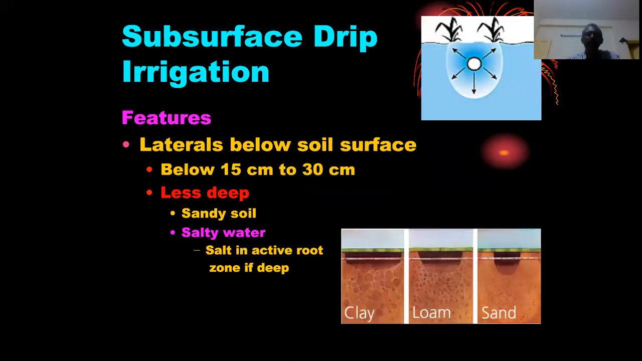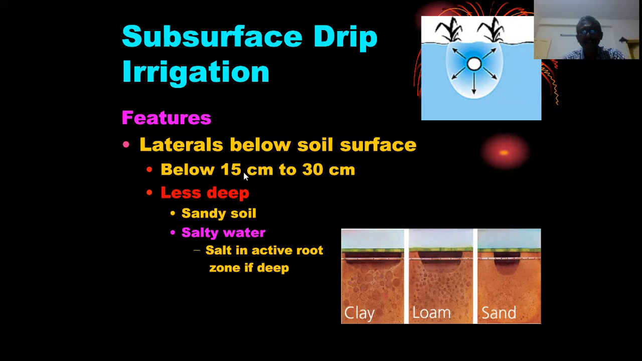And lastly, we will see in this class about subsurface drip irrigation. What actually is subsurface drip irrigation? In subsurface drip irrigation, laterals are laid underground, at 15 centimeters to 30 centimeters below the surface. A lower depth like 15 centimeters is used in the case of sandy soils, and in the case of salty soils they are not laid too deep, like 30 centimeters or even beyond that.